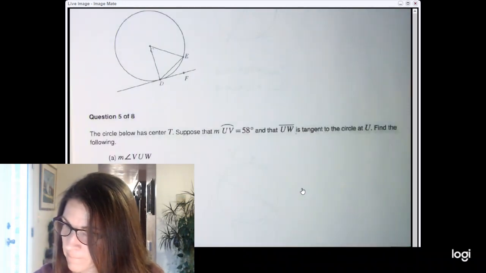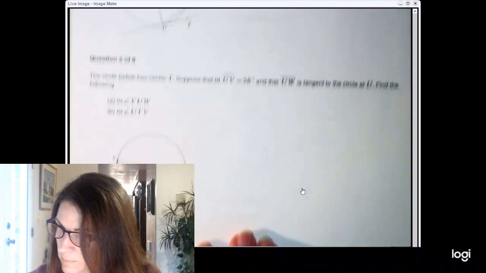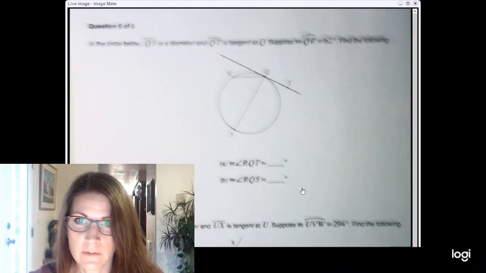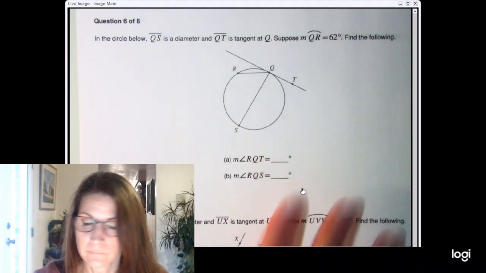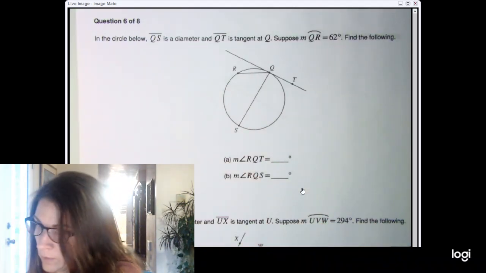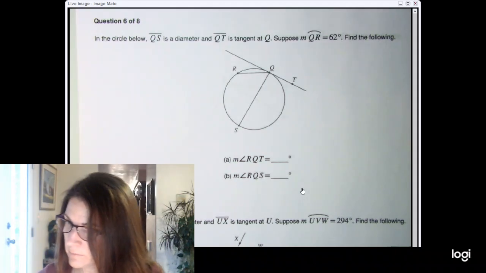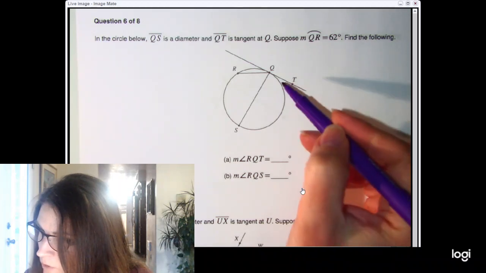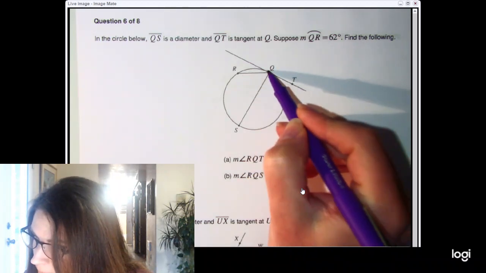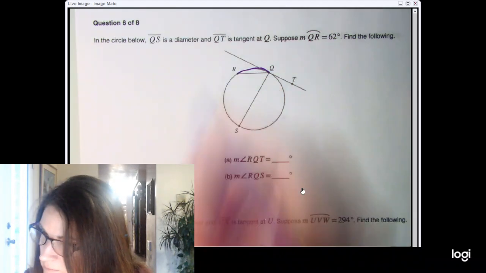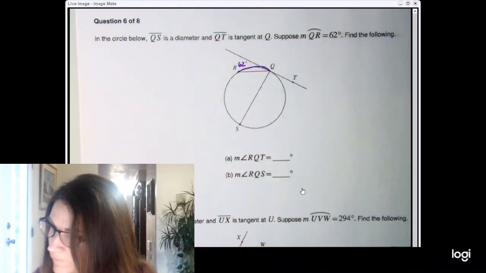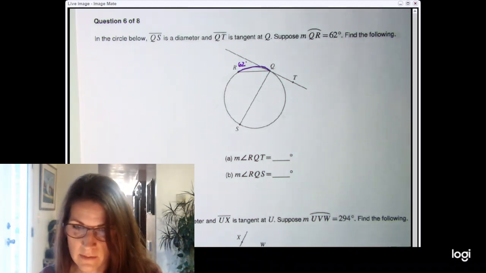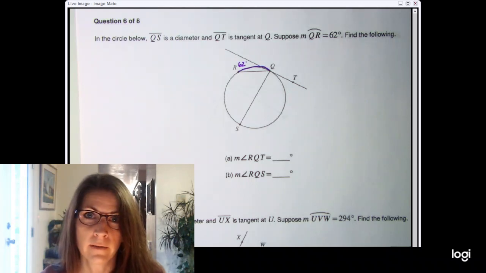Okay. That's going to be similar. This one looks a little bit different. Let's spend some time with it. In the circle below, we have a diameter, and QT is tangent, and it tells me QR, this arc right here, is 62 degrees. Find the following. So this one I think is similar but presents the information in just a little bit of a different way.